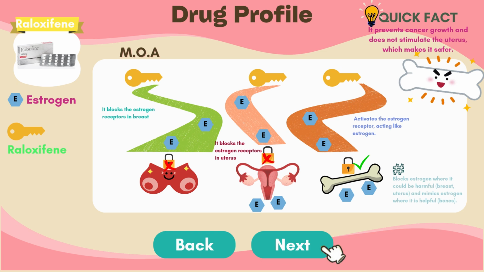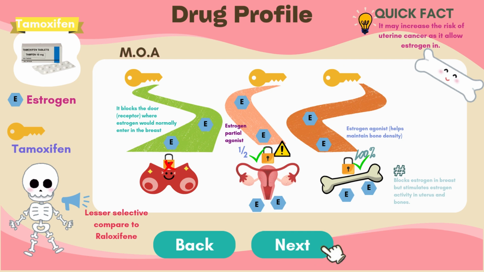In the bones, RALOXIFENE acts like a real key. It opens the lock and turns on receptors. This helps strengthen the bones and prevent osteoporosis in postmenopausal women. So, RALOXIFENE is smart. It blocks estrogen where it's harmful and activates it where it helps. That's why it's safer than some other drugs, especially for women after menopause. Fun fact, because it doesn't open the lock in the uterus, RALOXIFENE is less likely to cause uterine cancer compared to TAMOXIFEN.